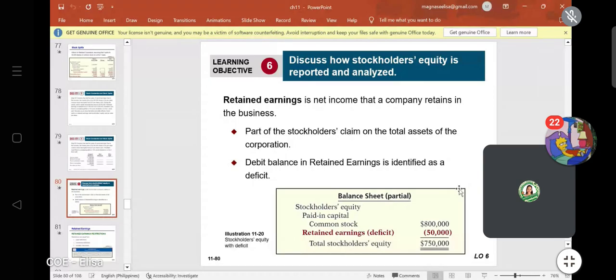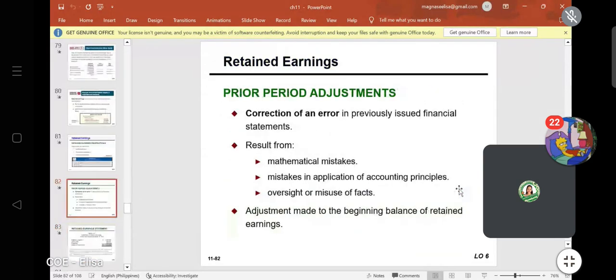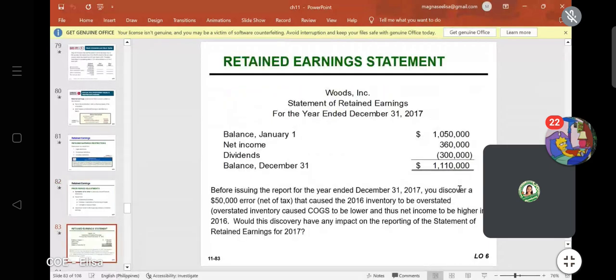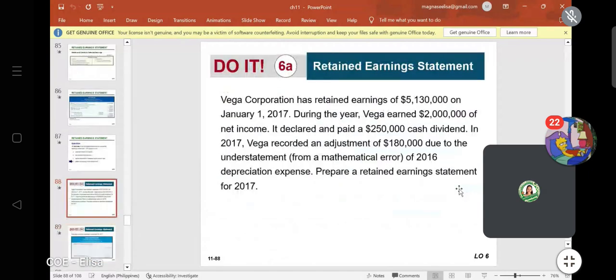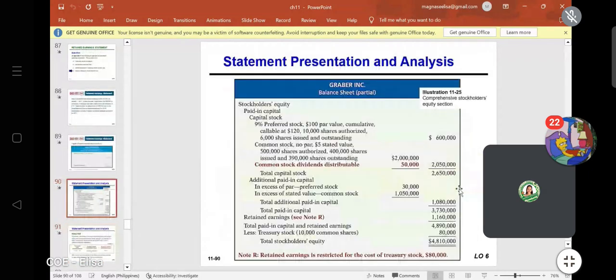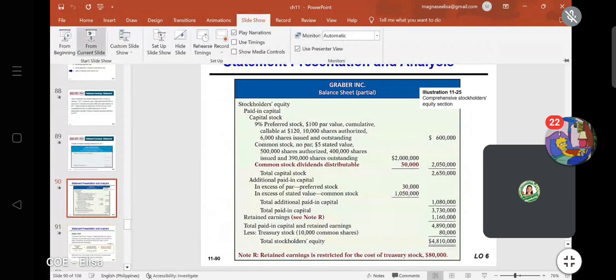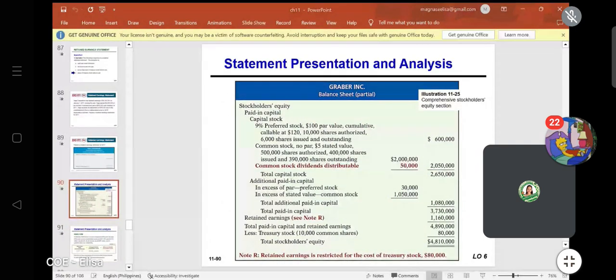How is it analyzed? Okay. I call this correction of error. This is accounting, accounting concerns. Okay. So, this is a full presentation of a balance sheet.